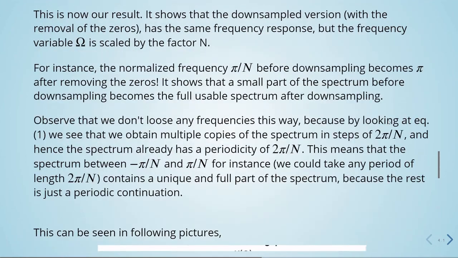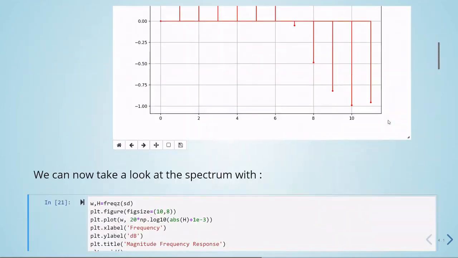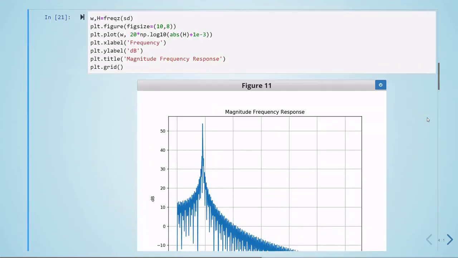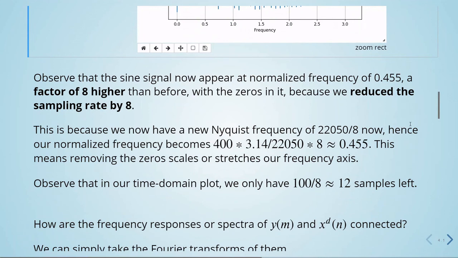So in conclusion, we've seen here that downsampling and removing the zeros scales or stretches our frequency axis.